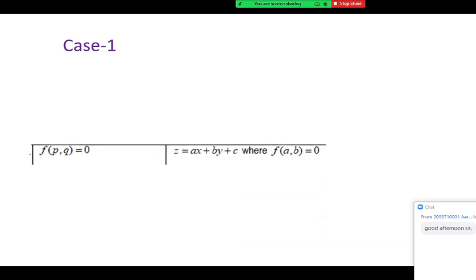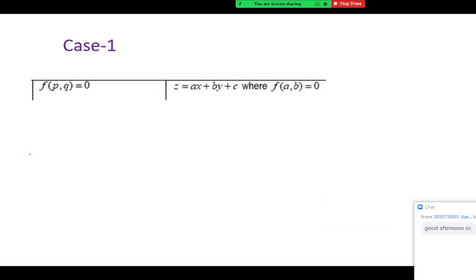Case number 1, we have already seen: f of p, q. If only p and q are present, then we say that z equal to ax plus by plus c is a solution, where f of a, b is 0. From this relation, we can eliminate one of the constants from the solution, because as it is a first order PDE, its solution should contain one arbitrary function or two arbitrary constants. Right now there are 3 arbitrary constants, a, b, and c, so one should be eliminated, and to eliminate it, we use this relation f of a, b equal to 0. We'll see the example, then it becomes more clear.